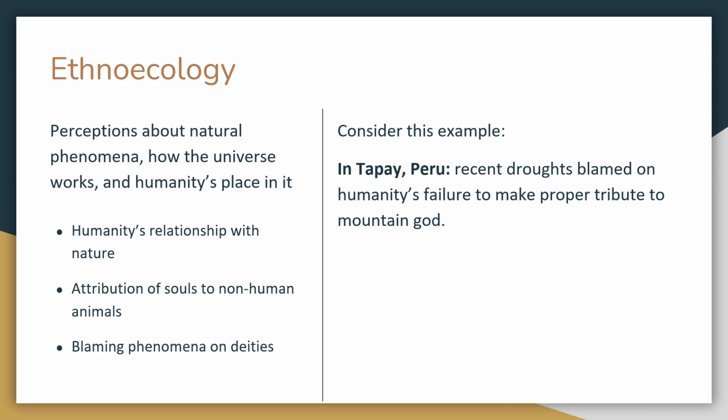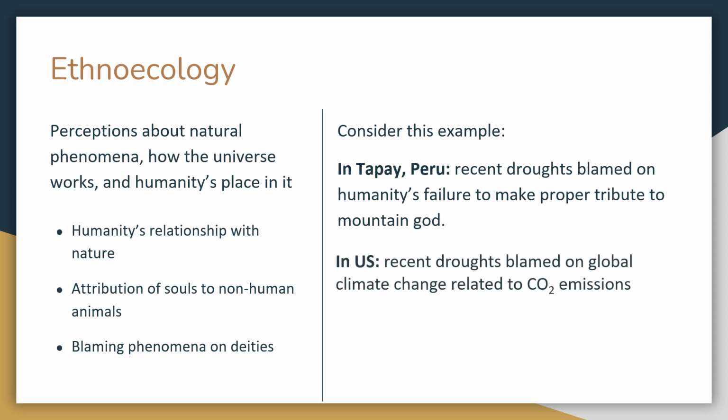If you read the article about Taipei, Peru and the drought, there you got a rich ethnoecology example where traditionally in Taipei, many people blame recent droughts on humanity's failure to make proper tribute to the mountain god. But if you were an American in the same situation, if you were a tourist visiting Taipei, you would think of recent droughts as a reflection of global climate change related to carbon dioxide and other greenhouse gas emissions.